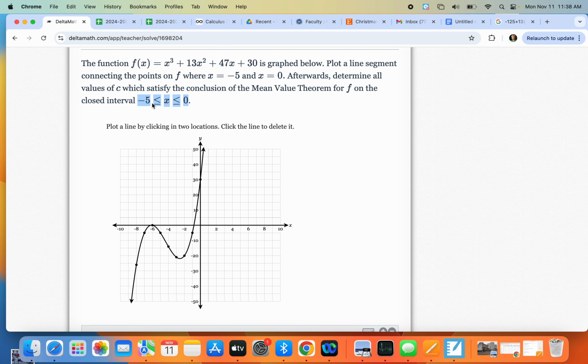They'll have you pick the points from -5 to 0 so that you can visually see the slope that you're looking for between -5 and 0. There's one that happens back here also, but it's not in the domain that we're looking at.